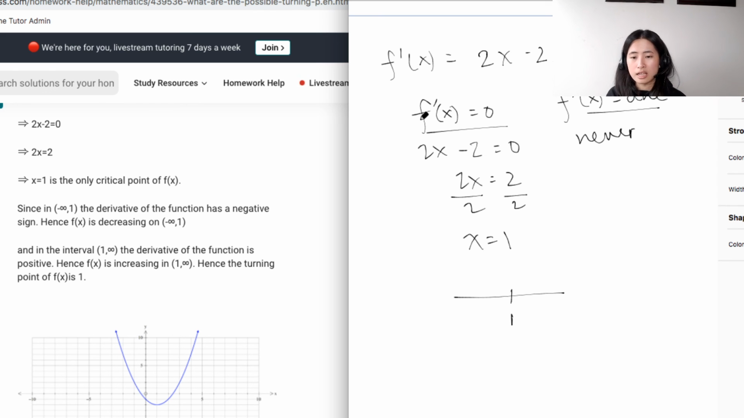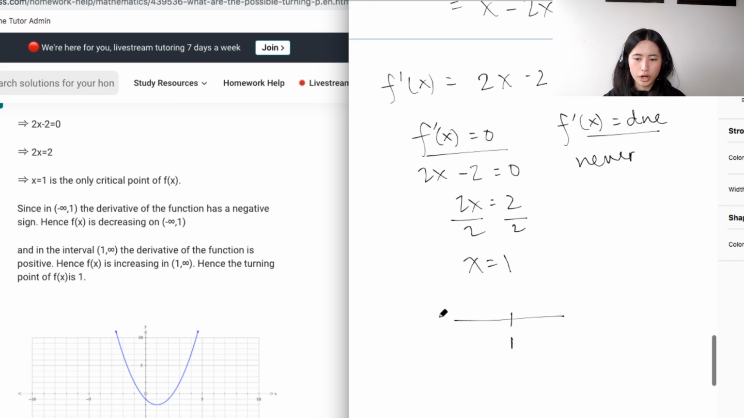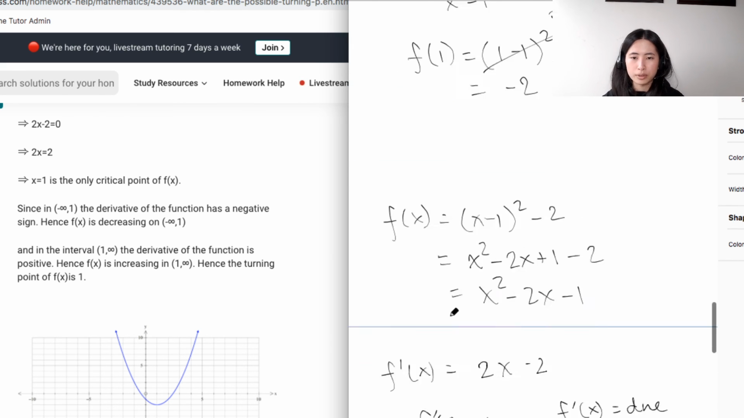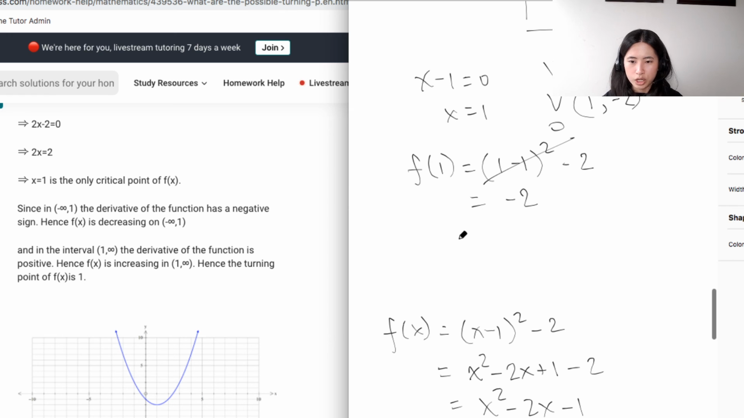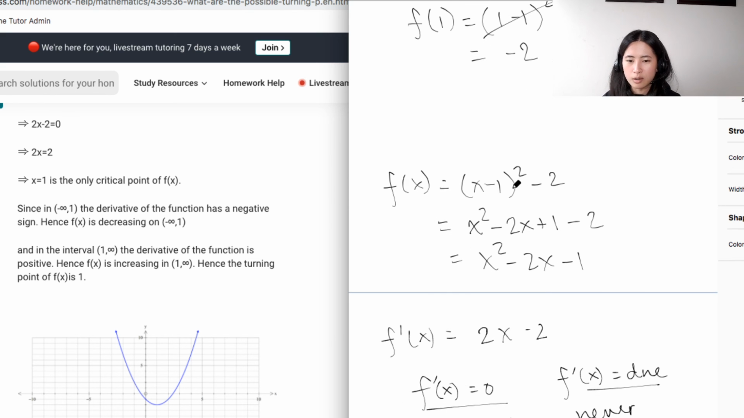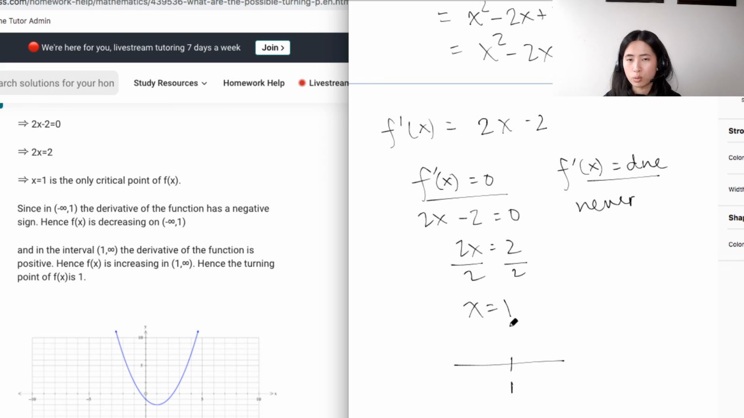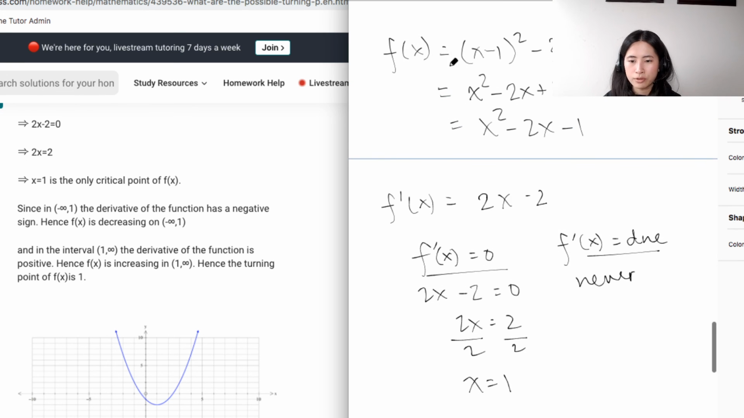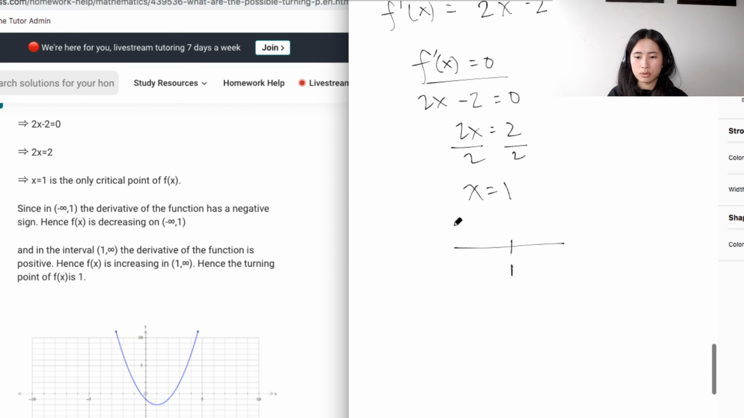So let's say you plug in 0.5. Sorry, you take 0.5 and plug that into your function. So where's your function? Your function was here. You take any value before 1 and after 1, so let's pick 0.5 and plug that into your function. So 0.5 minus 1 squared, and this is minus 2. So you're going to get a negative value.